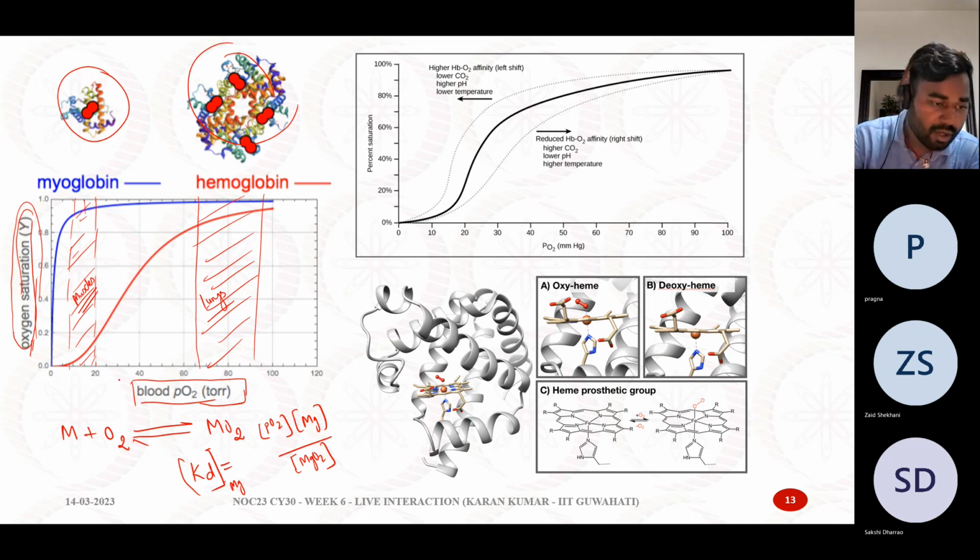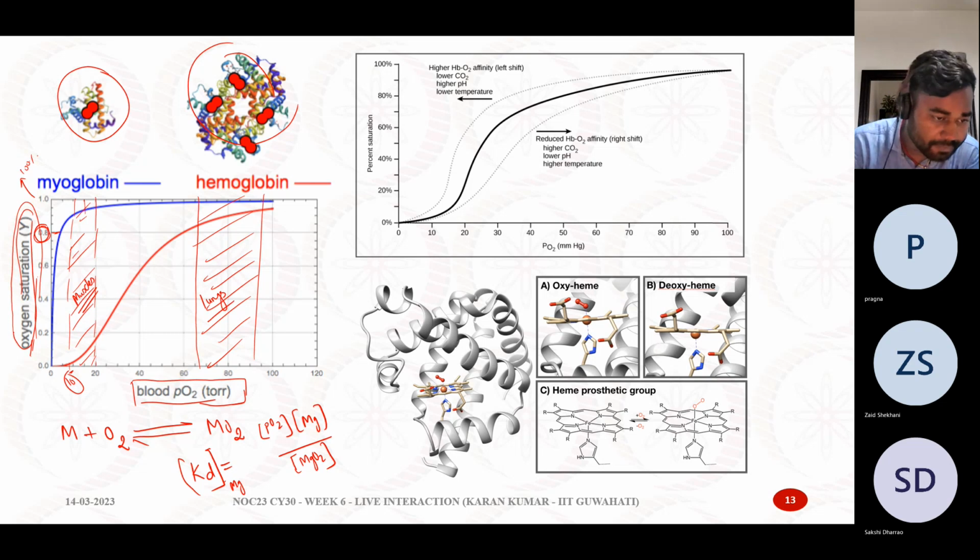So in that case, what you will see is that even at the lower concentration of oxygen, myoglobin is 80% saturated. This is fractional saturation. That means one denotes 100%. Okay, so even at the lower concentration, lesser than 10 torr, 80% of the myoglobin is saturated. However, in case of hemoglobin, this is not the case.